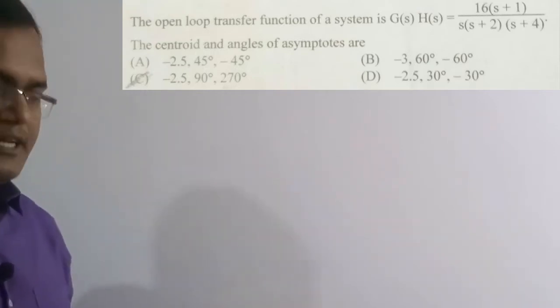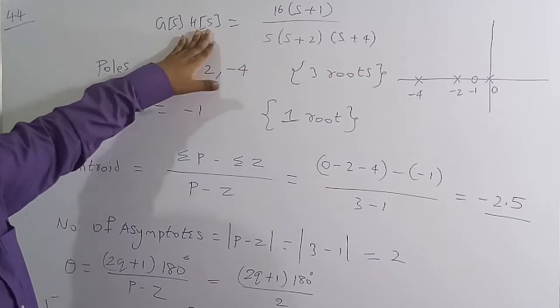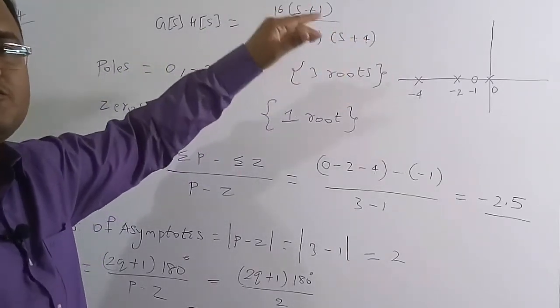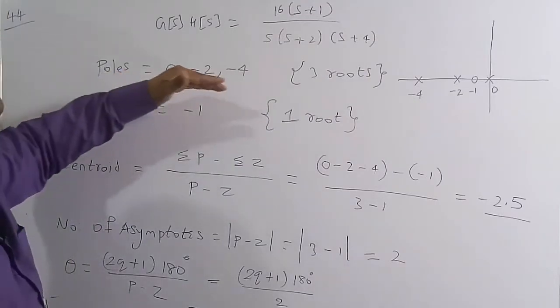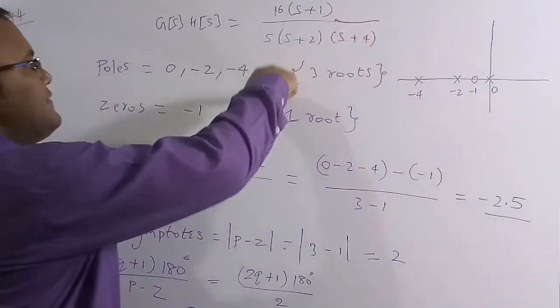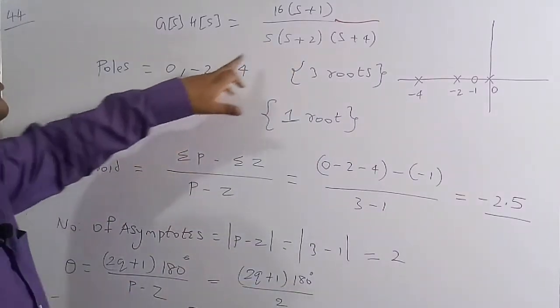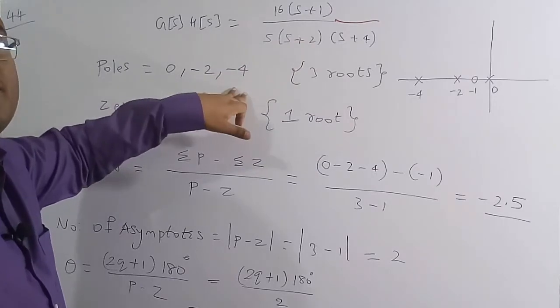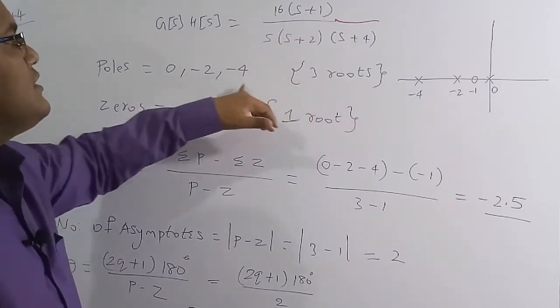So let's solve this numerical. The open loop transfer function is G(s)H(s) equal to 16 into (s plus 1) by s into (s plus 2) into (s plus 4). This is given in the question. Now we need to find the poles. Poles are nothing but the roots of the denominator. Therefore the denominator roots are s equal to 0, s equal to minus 2 and s equal to minus 4. The number of poles is 3, because 1, 2, 3 means 3 roots.